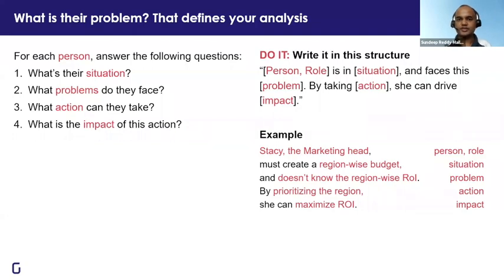So if you take the structure and look at it, let's take an example of Stacy, a marketing head. She must create a region-wise budget for the next year, but she does not know what the region-wise ROI would be. That's the problem. So how can you take action? You prioritize regions where you think you can maximize your ROI. That's the impact you are combining. So this is how you can define a problem through this structure.